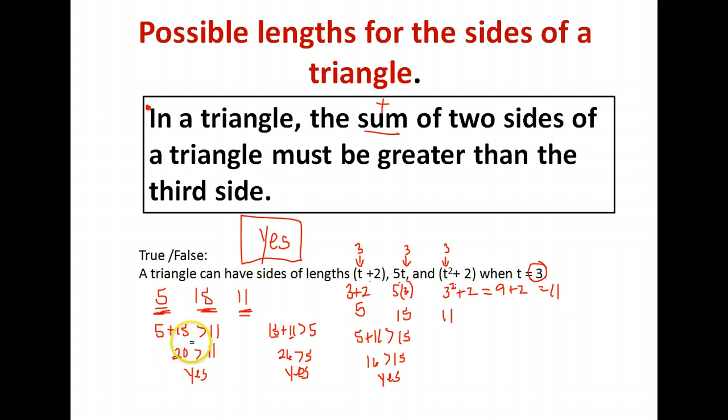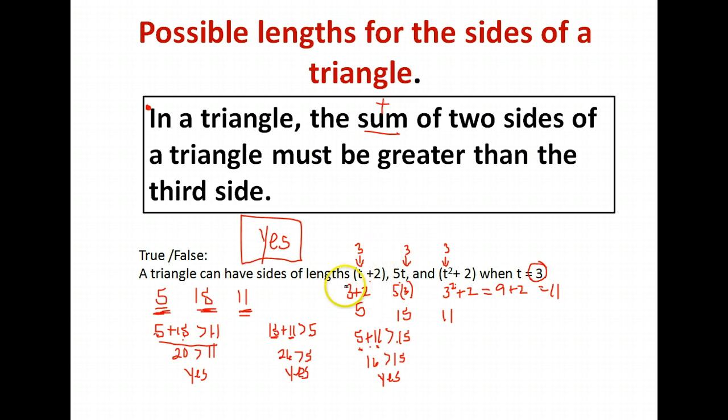I'm going to show you a shorter way to do this. If you notice, some of these, like this one here, was kind of a no-brainer. 15 is already greater than 11, so if we add anything to it, it's still going to be greater than 11. Same here, 15 and 11 are both greater than 5, so if we add anything to them, they're going to be even greater than 5. The only one we have to really worry about is the 5 and the 11. The two shorter ones are not automatically bigger than 15 by themselves.